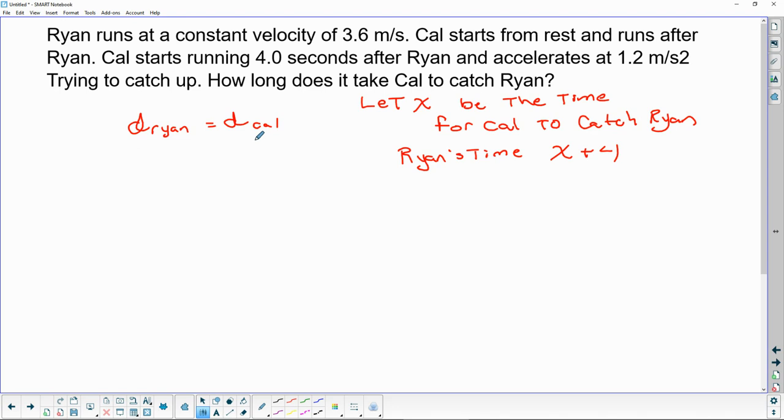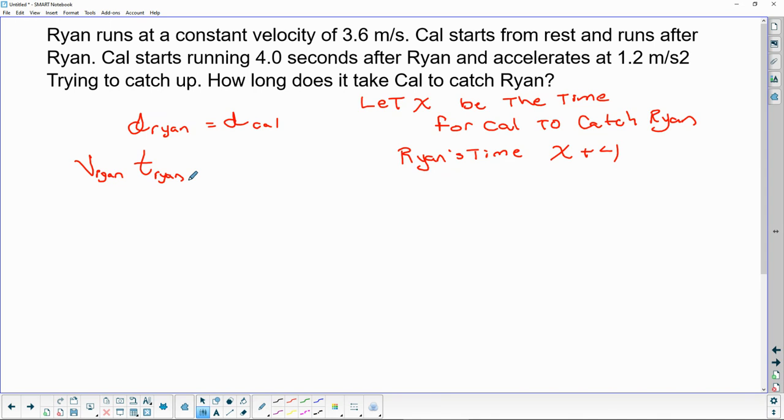Now we're going to write an equation for Ryan's distance, and an equation for Cal's distance. Ryan's equation is just velocity times time. So Ryan's velocity times his time. That's just grade 10 science: speed times time is distance. However, Cal is accelerating, so we're going to have to use a uniform acceleration equation.